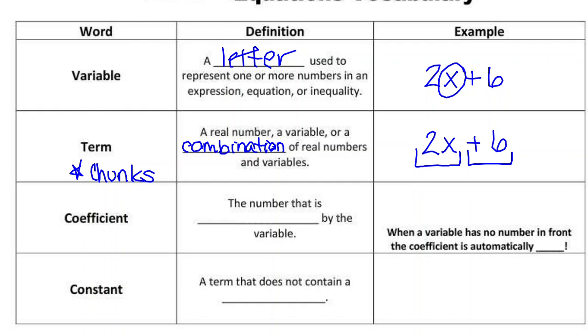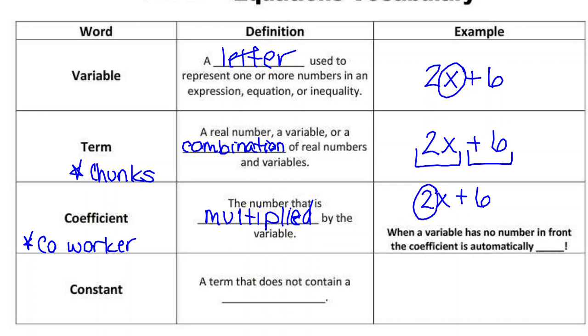The next piece we're going to talk about is the coefficient. And the coefficient is the coworker to the variable. So it is the number that is multiplied by the variable. So it's the number that's stuck out front. So if we go back to that same example, 2x plus 6, the coefficient in this problem is the 2.